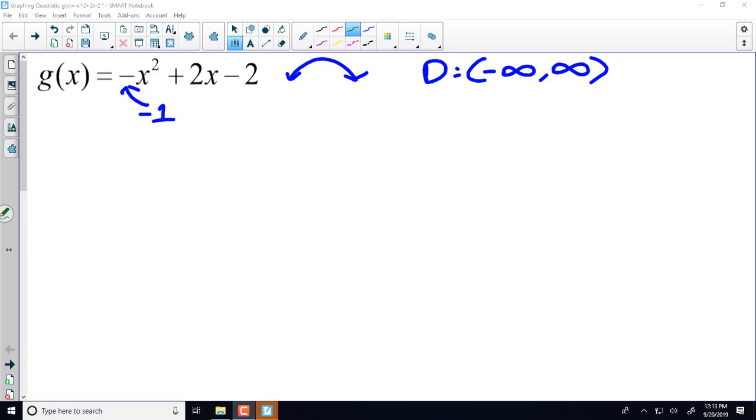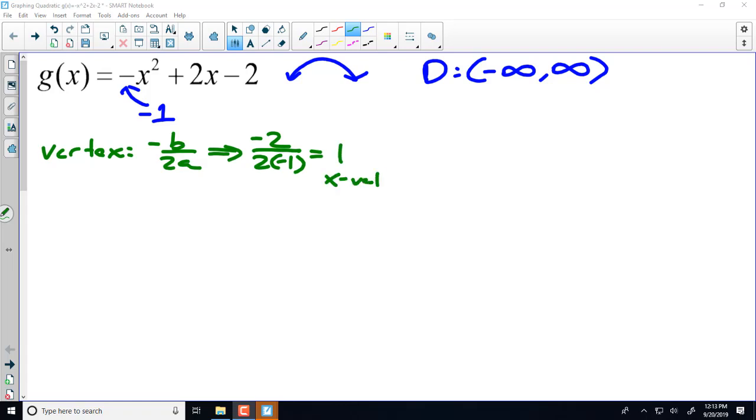Now we got to find the vertex. This will take a little bit of work. To find the vertex, when we're in this form, we have to use this -b/2a formula. So I've got -2 over 2 times -1, which is actually going to be -2 over -2, or just 1. Please remember that's not the vertex, that's just the x value of the vertex. You want the entire vertex, you got to take this x value and plug it back into the function.